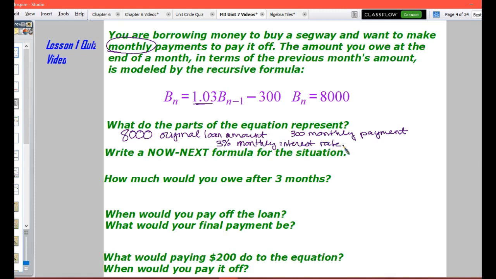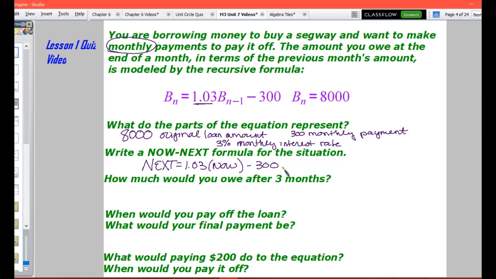Now, we want to do a now next. So this recursive formula, remember it always has your starting value. Now next is a little simpler. So next month's amount owed will be 1.03 times what I currently owe now, take away 300. How much would you owe after 3 months?